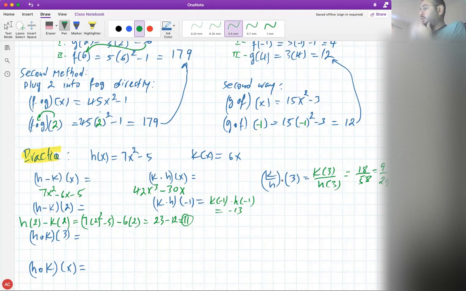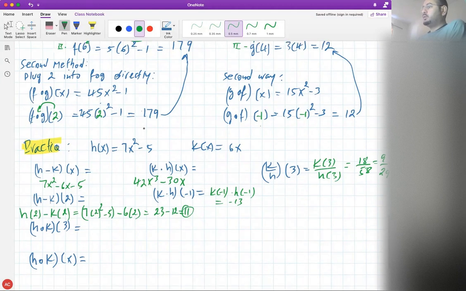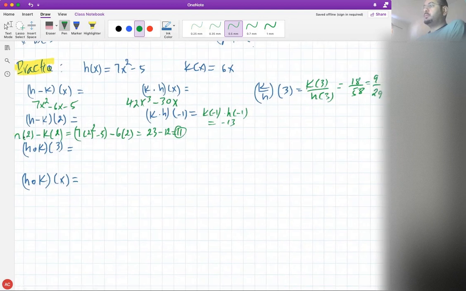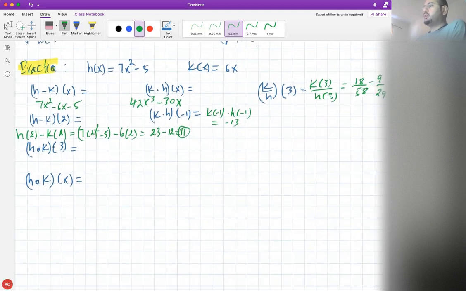So the evaluation again, we just need to plug it in and simplify if possible. Okay, so this again is just addition and subtraction. Now let's move on and see the composition again.